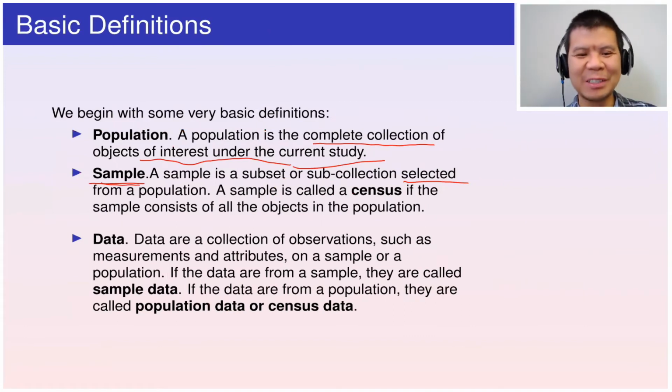Very good. Now let's consider a special case for sample. A sample is called a census if the sample consists of all objects in the population. So if you take a sample including all the objects in the population, then you have another name for this sample called census. Every object in the population has to be included in the sample. That is called a census.